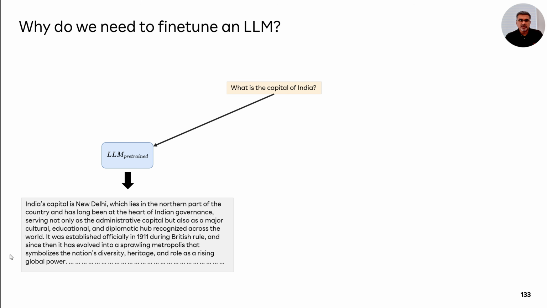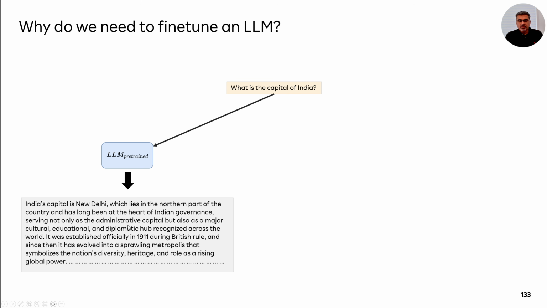It will say India's capital is New Delhi, which lies in the northern part of the country and has long been at the heart of Indian governance, serving not only as the administrative capital, and so on and on. It will keep generating all legitimate, syntactically, semantically correct words, but the answer is going to be really long because it does not know that a question like this can be answered with just one single sentence or just two words in this case, right?